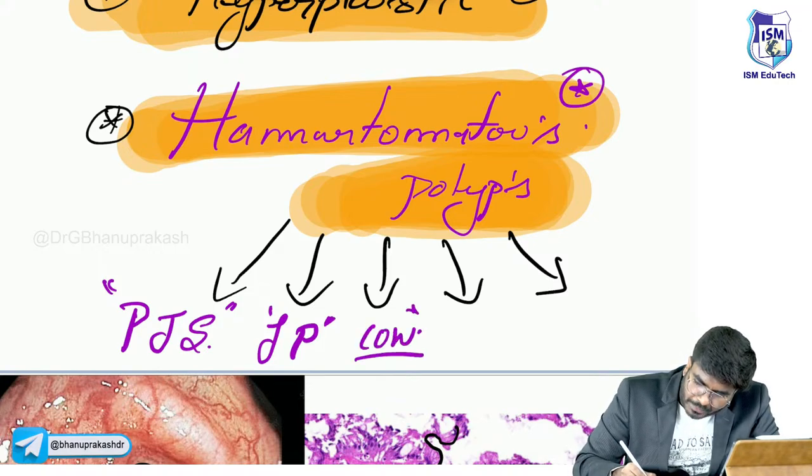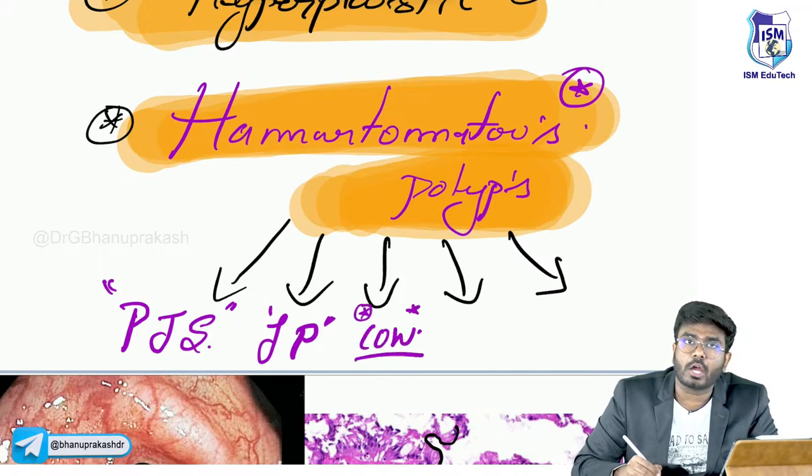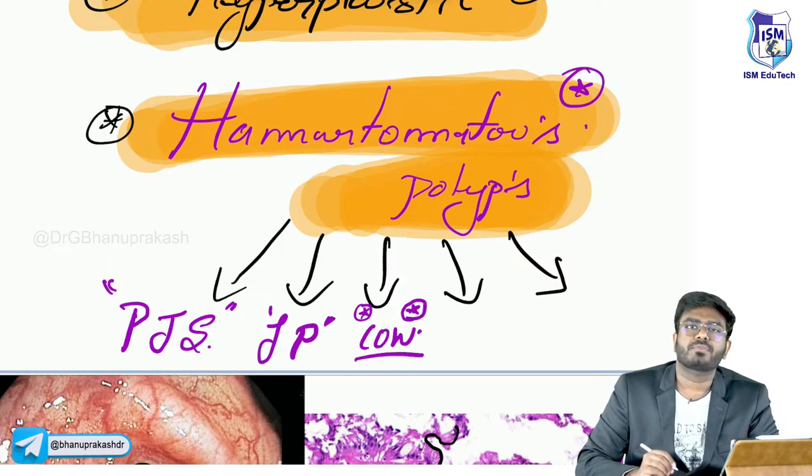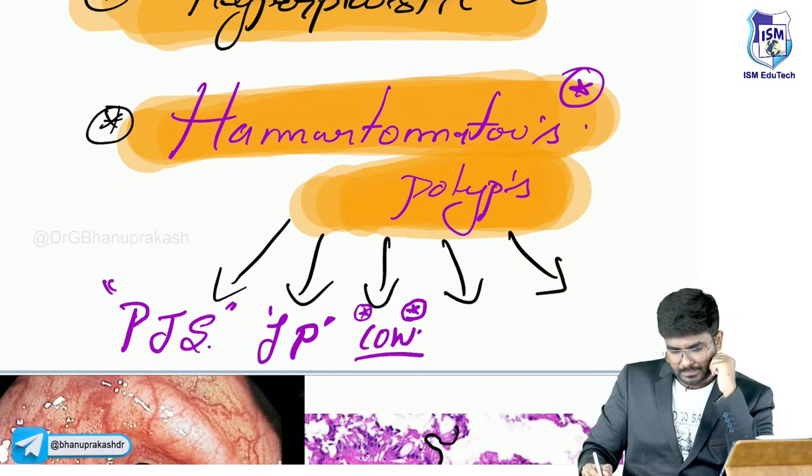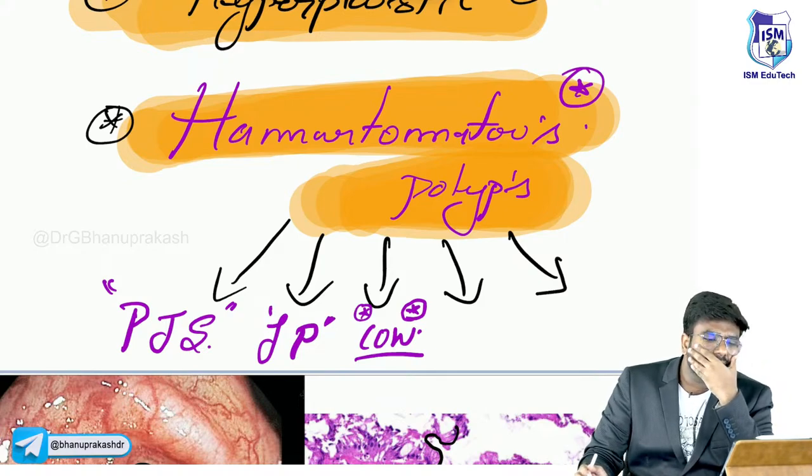Okay, in Cowden syndrome, PTEN gene mutation. Cowden, PTEN. Cow in a pen. I used to remember it like a cow in a pen. Okay, the PTEN gene mutation. Done.